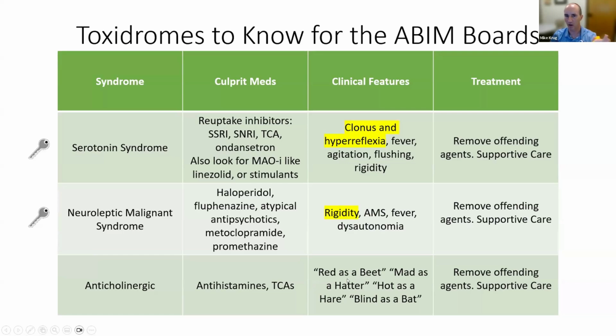Anticholinergics, remember we talked about earlier: red as a beet, mad as a hatter, hot as a hare, blind as a bat, full as a flask. Remove offending agents, supportive care. These are important so that people take off the offending agent, because if not, that could be very morbid or lethal.